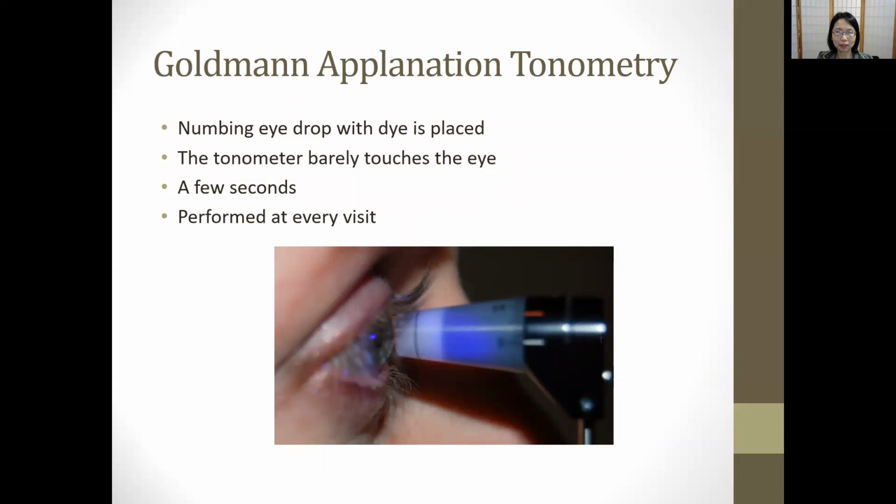Now, Goldmann applanation tonometry is probably the most commonly used tonometry clinically. The way we perform the applanation is that we numb the eye with some drops, with the fluorescein dye already placed. And then the applanator tip, which has been sterilized before, barely touches the eye. It takes a few seconds and is performed at every clinical visit.